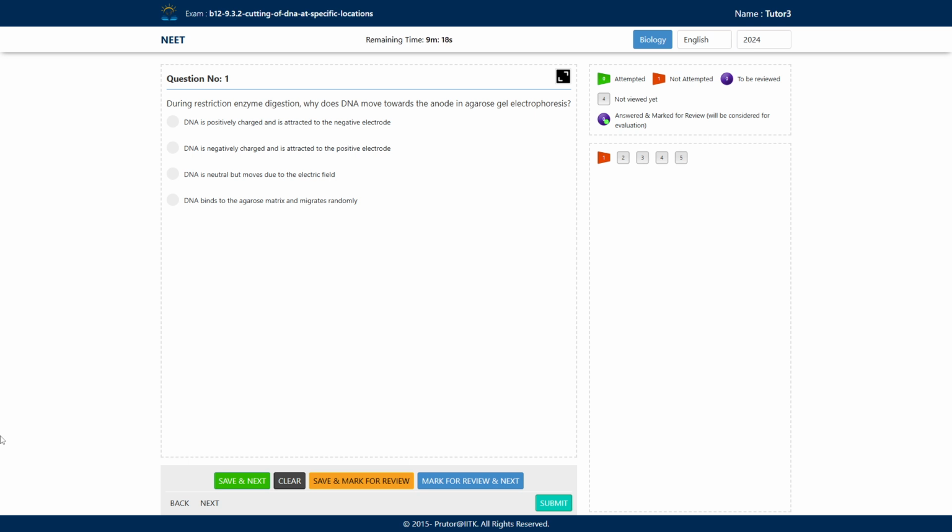First question says, during restriction enzyme digestion, why does DNA move towards the anode in agarose gel electrophoresis? Let's see the options. First option says DNA is positively charged and is attracted to the negative electrode. No. DNA is negatively charged and is attracted to the positive electrode. Yes. Whereas the second and third options say DNA is neutral. No. And the fourth says DNA binds to the agarose matrix. No.